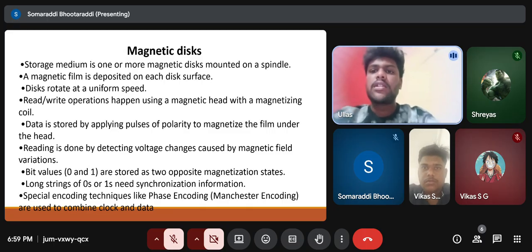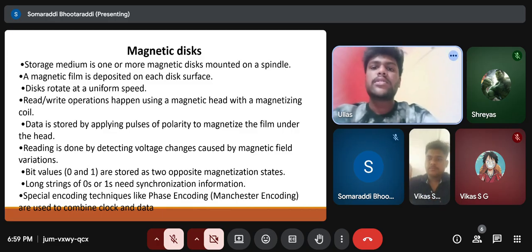Magnetic disks are commonly used in hard disks. They offer large storage at a low cost, and are used in computers, servers and data centers.